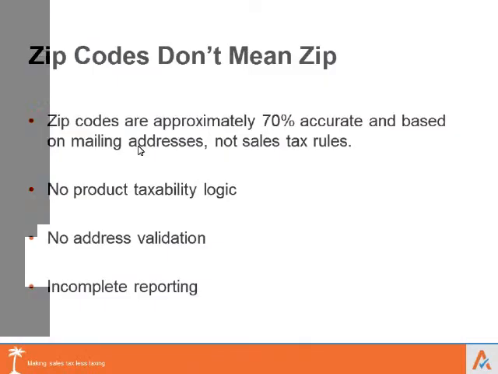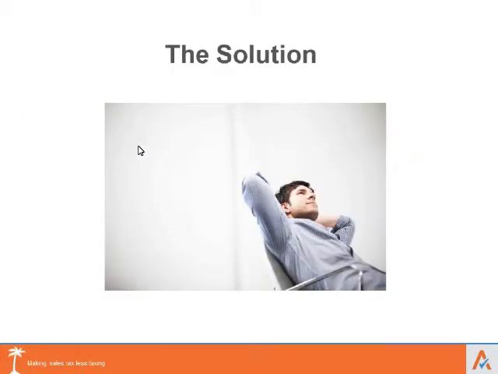So let's just recap this here. Zip codes are about 70% accurate. They're based on mailing addresses, but really not the sales tax rules. If you have any varying taxability that you need to consider, it's not going to give you product taxability logic. There's no address validation to confirm that it's a deliverable or standardized address. And then also zip codes aren't going to give you the reporting and the granularity that you need in order to file promptly and accurately. Okay, so what's the solution?